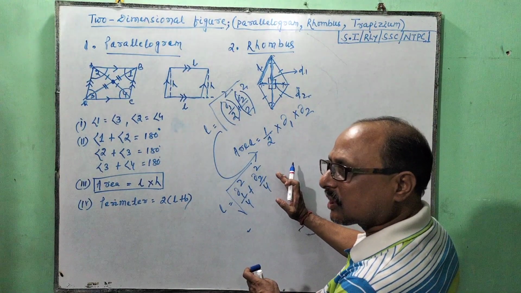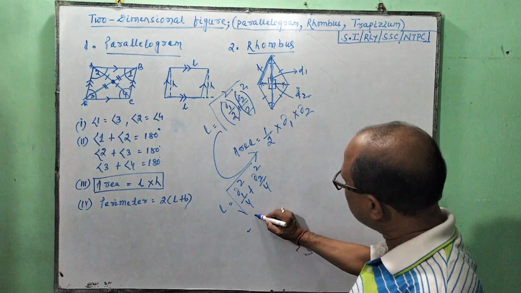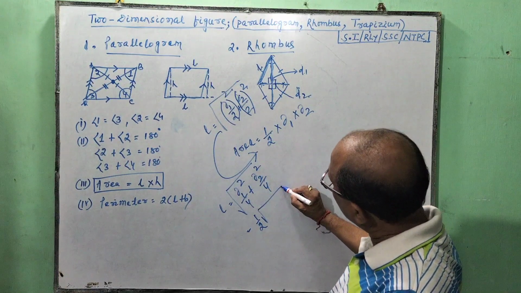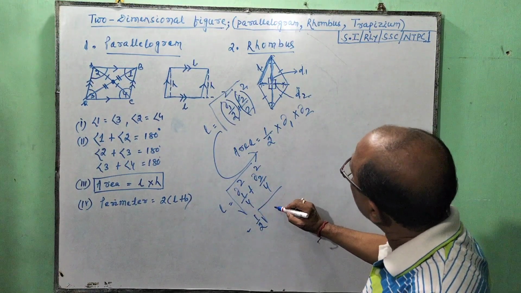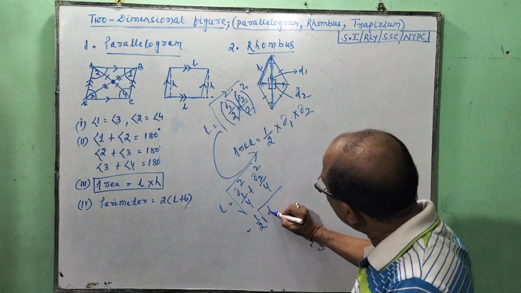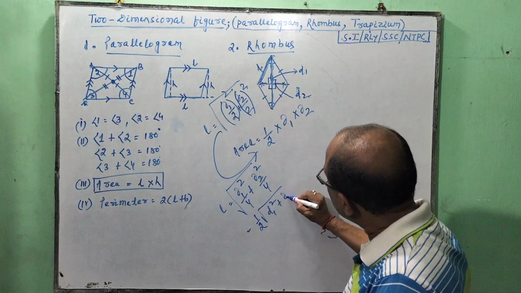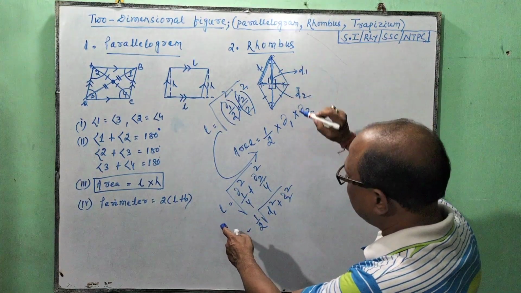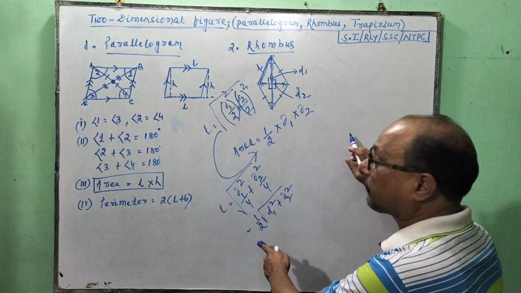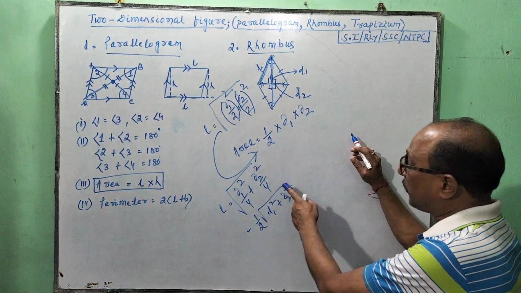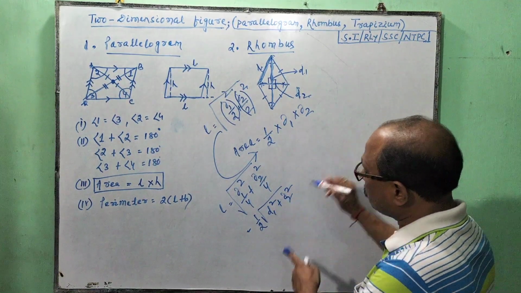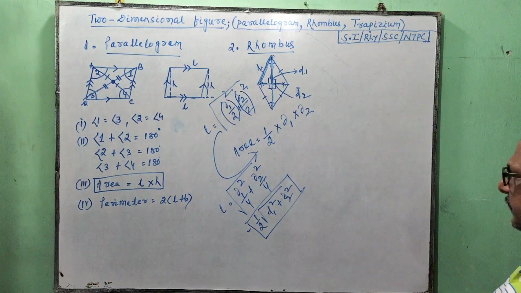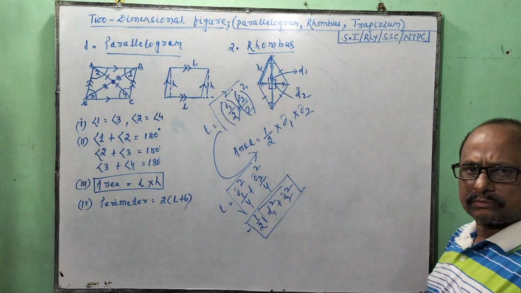If 1 by 4 is outside of the root over, it is 1 by 2 root over of D1 square plus D2 square. So this is the length of the side of the rhombus. Formula is half root over of D1 square plus D2 square. So it is all about a rhombus.